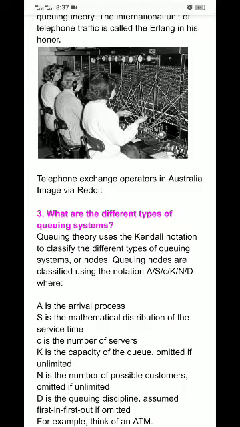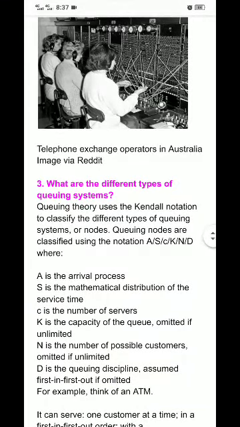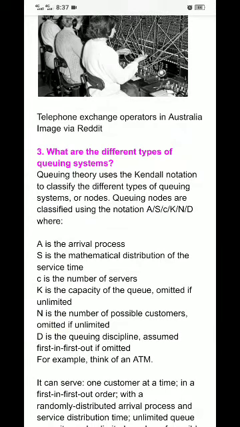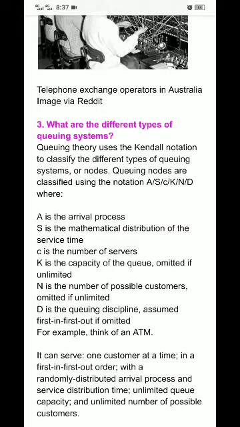So what are the different types of queuing systems? The queuing nodes are classified using the notation, where A is the arrival process, S is the mathematical distribution of the service time, C is the number of servers, K is the capacity of the queue, omitted if unlimited, N is the number of possible customers, omitted if unlimited, and D is the queuing discipline, assume first in first out if omitted.